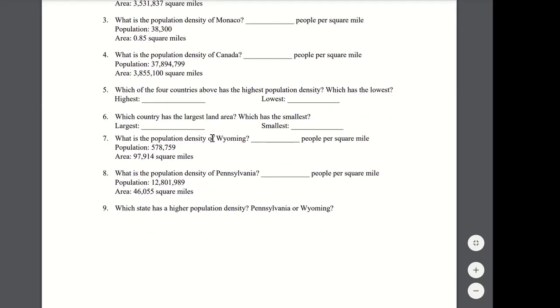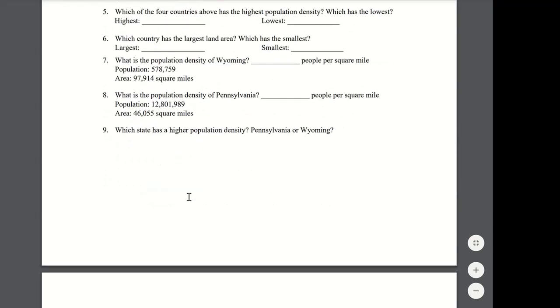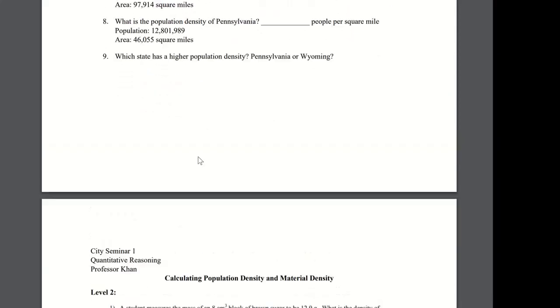What's the population density of Wyoming? What's the population density of Pennsylvania? I give you the information that you need. Which state has the higher population density, Pennsylvania or Wyoming? Again, you'll get solutions at the beginning of next module, and you could use them to help you. Study those, and then you could use that to help you for the quiz.